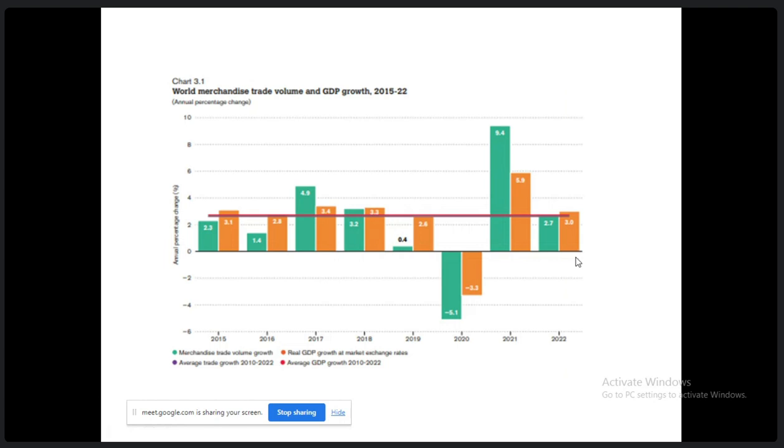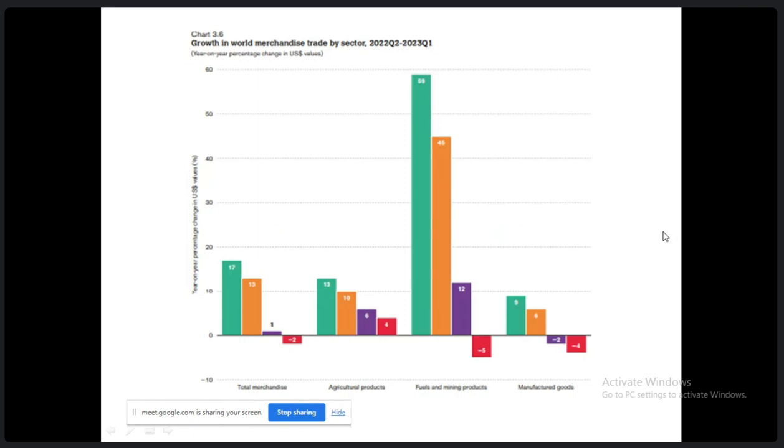So if we look again at the merchandise trade, the same feature appears here also, that in 2020 there was a negative growth in terms of the merchandise trade volume. By sector, if you try to see the fuels and the mining sector, mining products are showing a very high growth, whereas in the manufactured sector, you can see here the growth rate is very low.